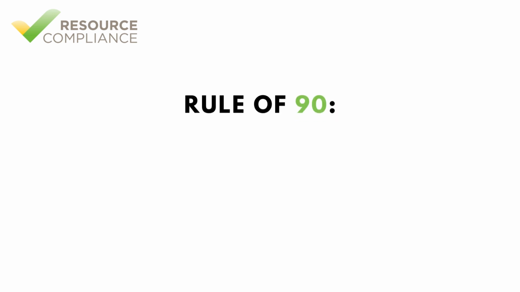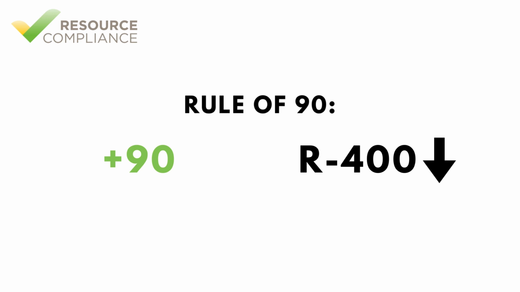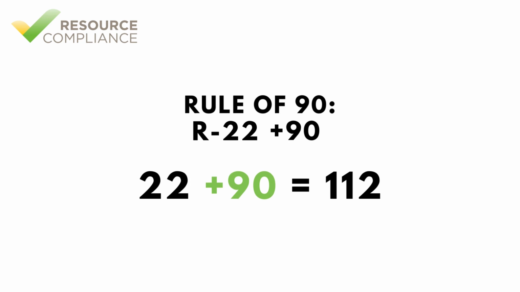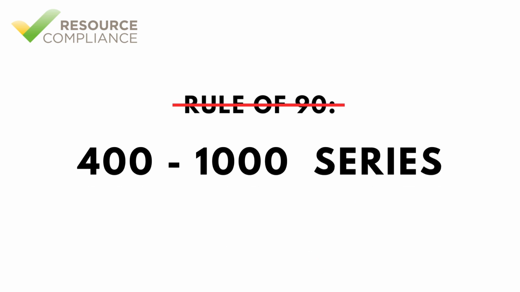There's a fun little trick called the rule of 90, which works as follows. If you add 90 to the refrigerant number of any refrigerant below R400, the resulting numeric value will tell you the number of carbon, hydrogen, and fluorine atoms. Applying the rule of 90 to R22 works like this. 22 plus 90 equals 112. This tells us that R22 has 1 carbon, 1 hydrogen, and 2 fluorine atoms. Remember, this does not work for the 400 through 1000 series refrigerants.